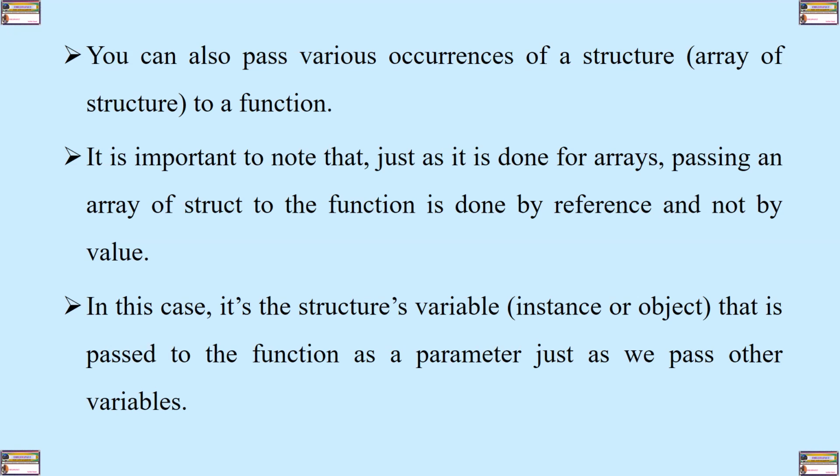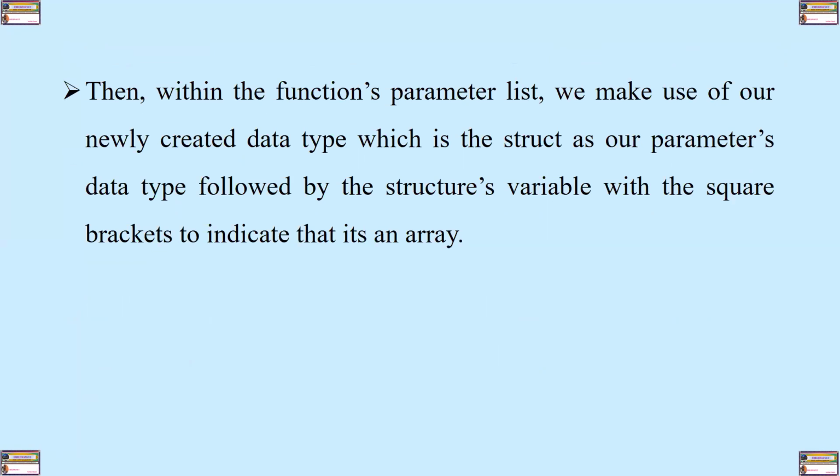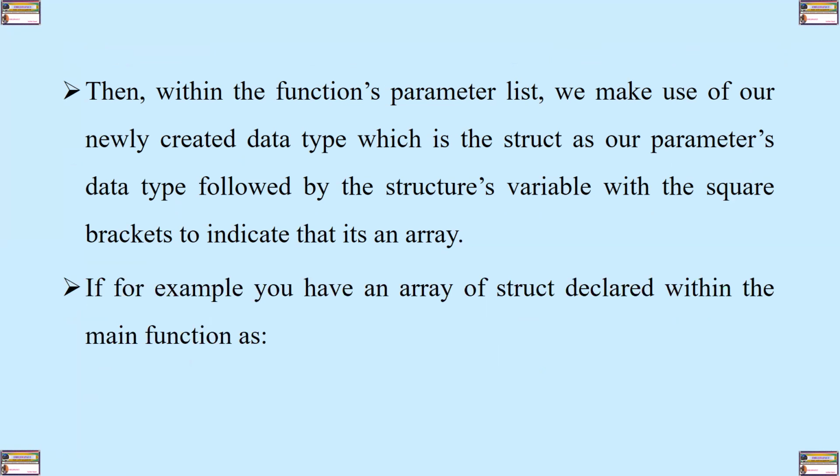Remember, once you define your structure, that structure becomes a new data type. So you pass to a function an array of the structure's variable. Then within the function's parameter list, we make use of our newly created data type, which is the struct, as our parameter's data type, followed by the structure's variable with square brackets to indicate that it is an array. If, for example, you have an array of struct declared within the function as follows.